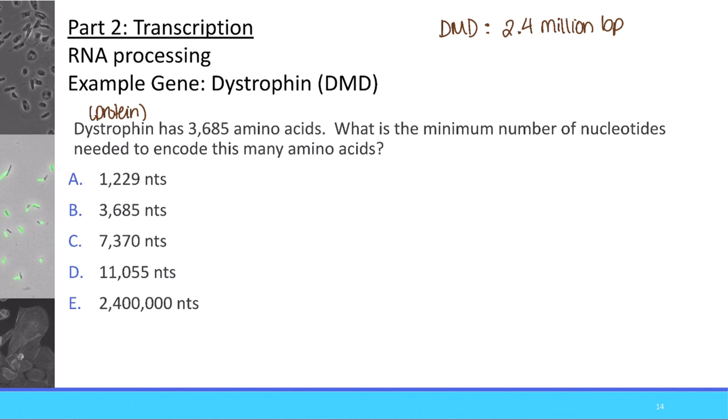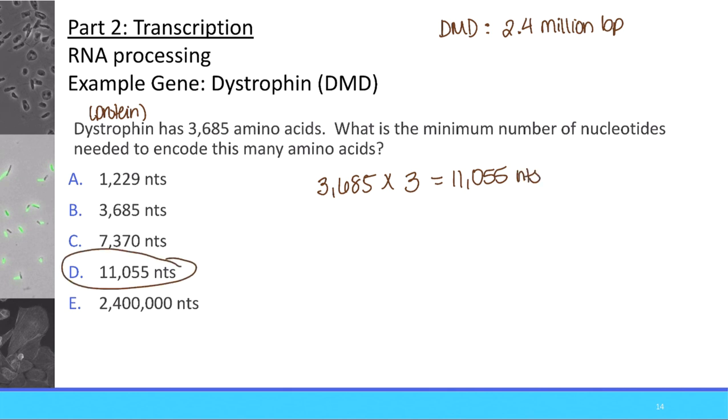So if we take 3,685 and we multiply it by 3, because each amino acid is encoded by a codon, which is a triplet of nucleotides, we get 11,055 nucleotides, which means B.